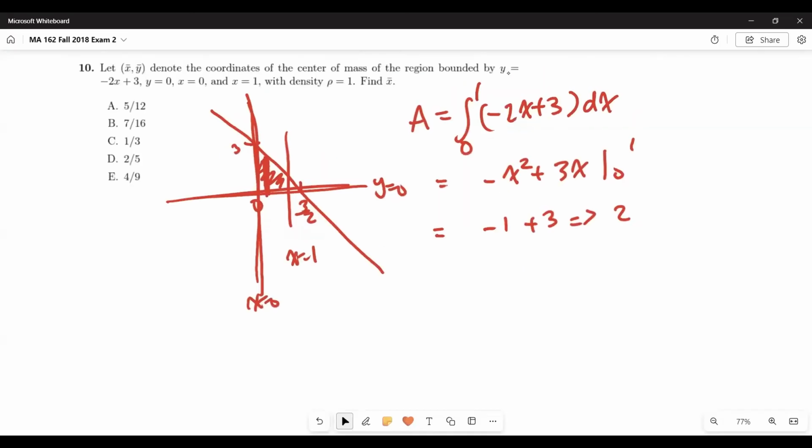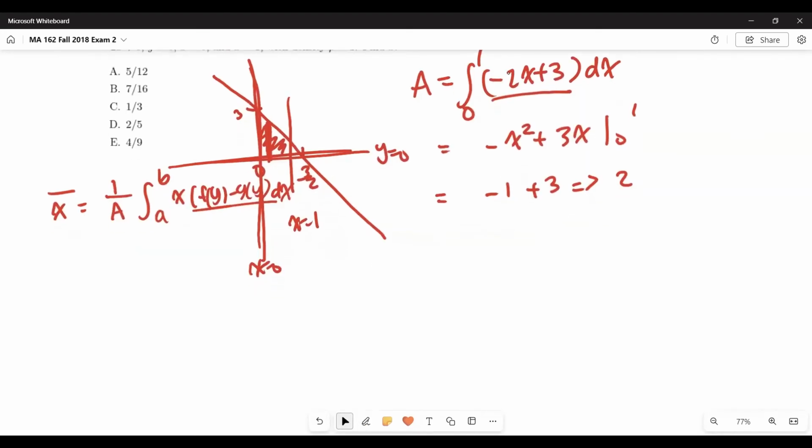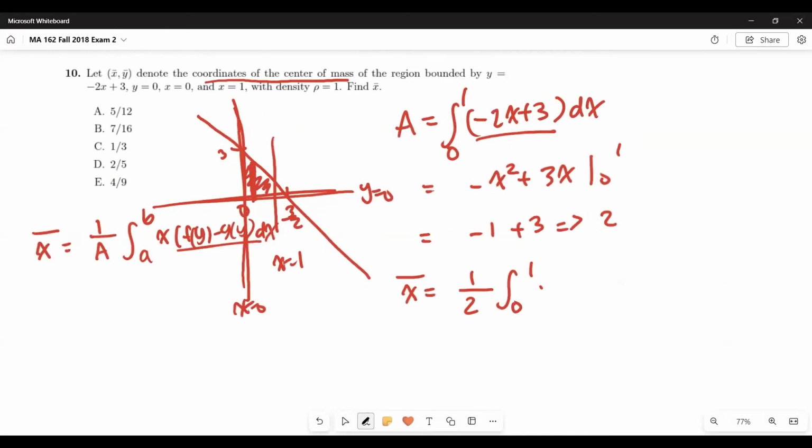The only reason that we are finding the area is because we want to find the coordinate of the center of mass. The x coordinate can be found as 1 over A, integral over some interval a to b, x times f of y minus g of y, and then dx. In our case, this is going to be negative 2x plus 3. So our centroid equation is 1 over A, which is 2, because A is 2, so 1 over 2. And then integrating from 0 to 1, x times f of y minus g of y, which is just negative 2x plus 3, dx.